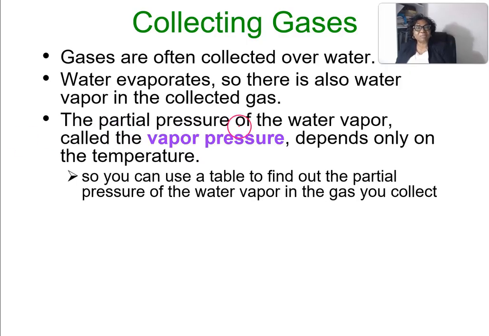So the partial pressure of the water vapor is called vapor pressure, and it depends on the temperature. So you can use a table to find out the partial pressure of the water vapor in the gas you collect. It doesn't depend on how much water was in the container. It depends on the temperature. I mean the vapor pressure of the water.